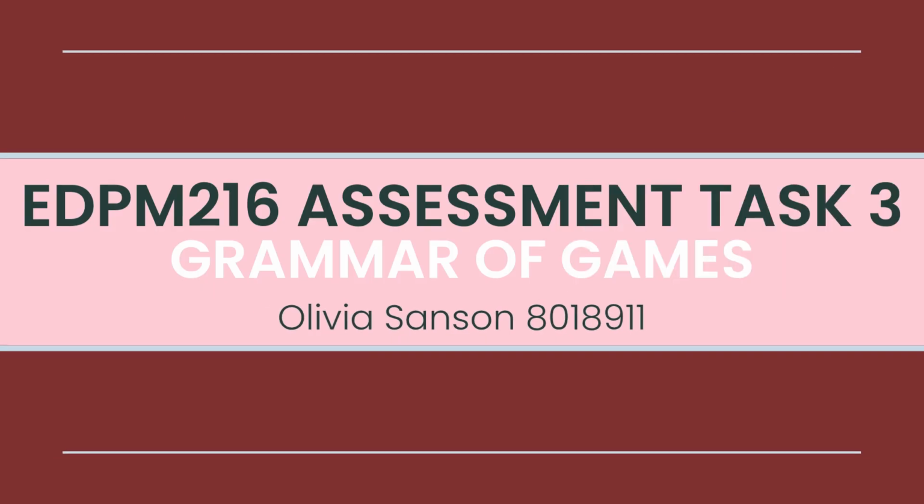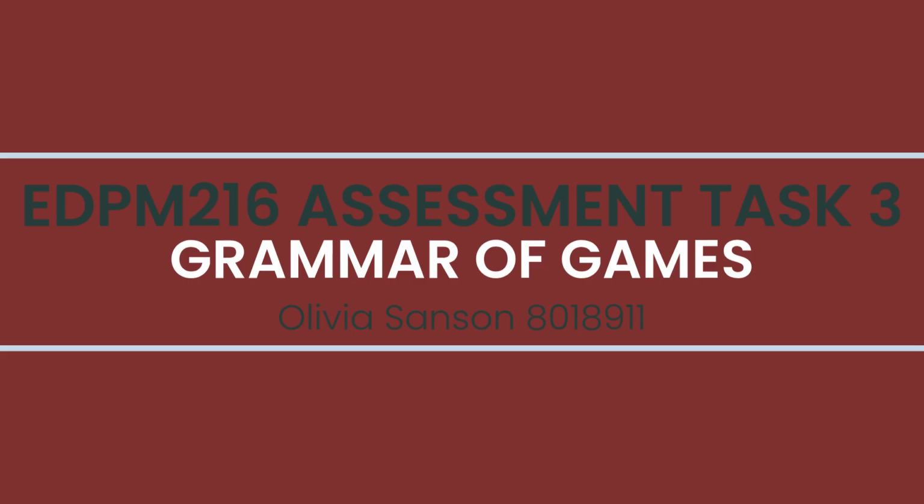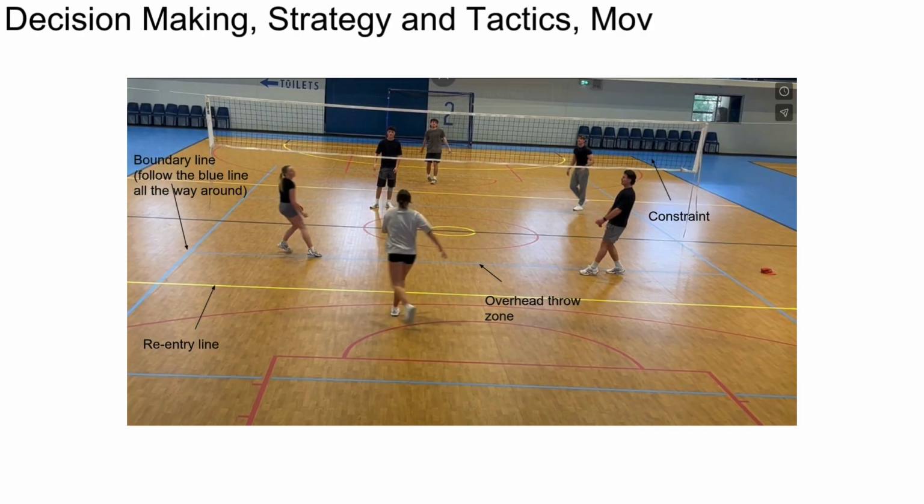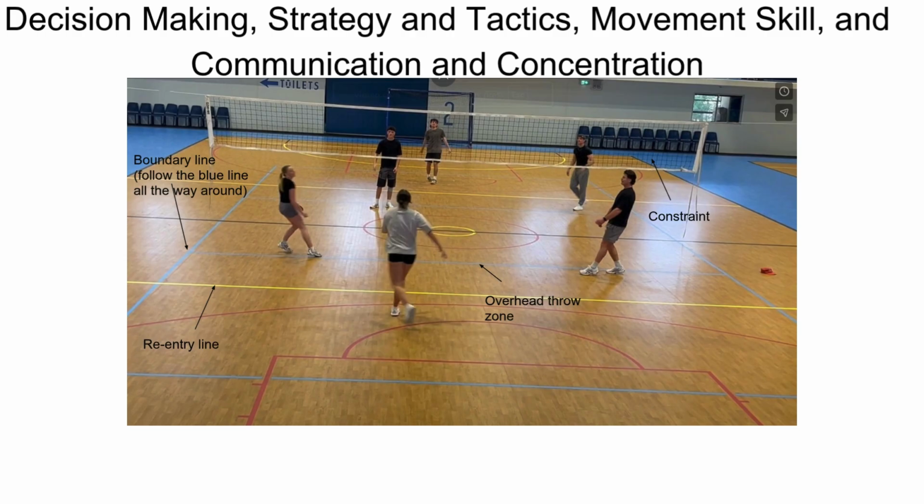This analysis applies the grammar of games framework developed by Forrest to a move, throw, and catch activity observed in a tertiary practical setting. The grammar of games provides a conceptual language for understanding how meaning in play emerges through the dynamic interaction of core concepts: decision-making, strategy and tactics, movement, skill, and communication and concentration.